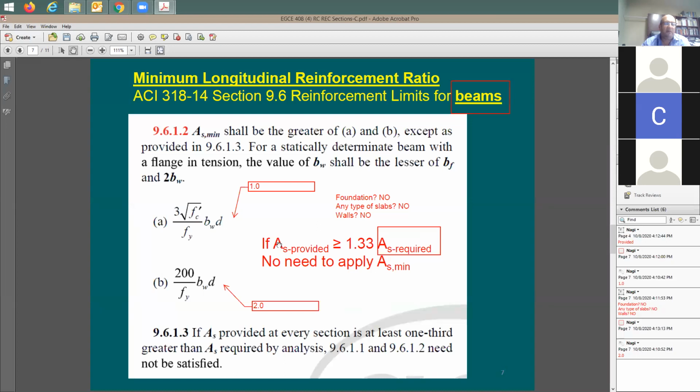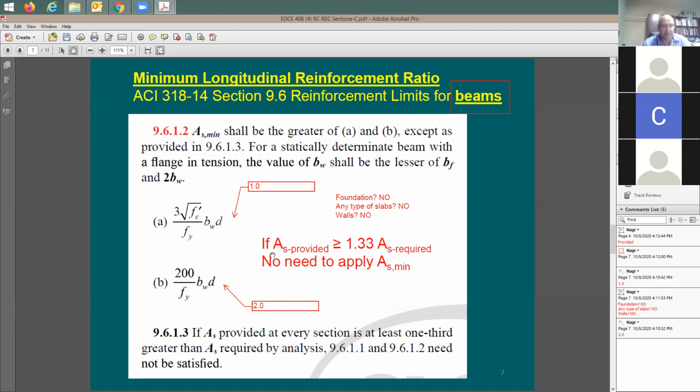So what's provided? The one that you see in the beam. Your choice is going to be the provided. Now the code here says, if whatever you provide is more than 4/3, like 1.33 times A required, you don't really need to apply these minimums.